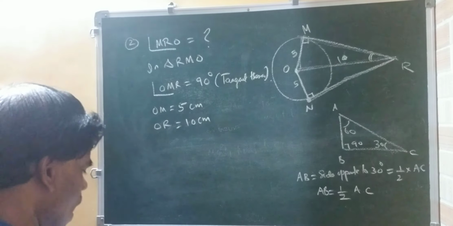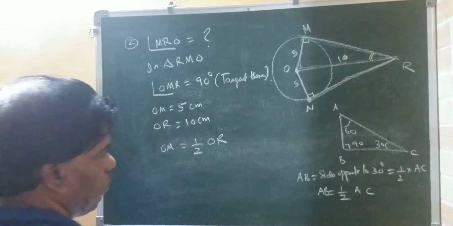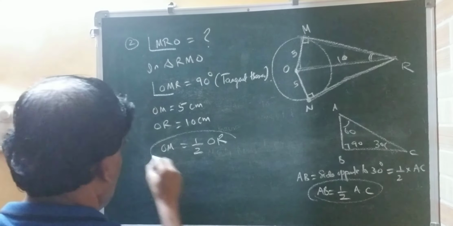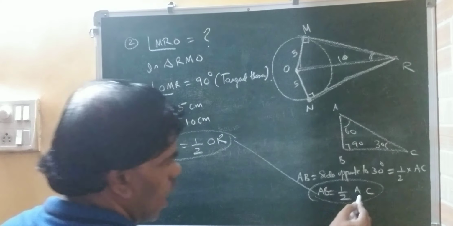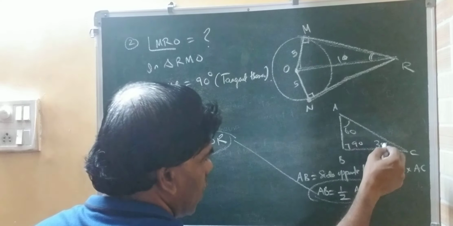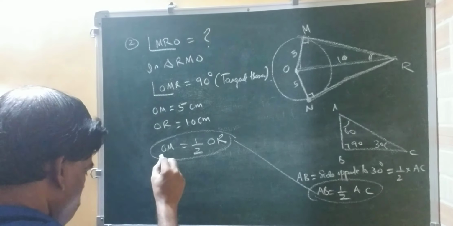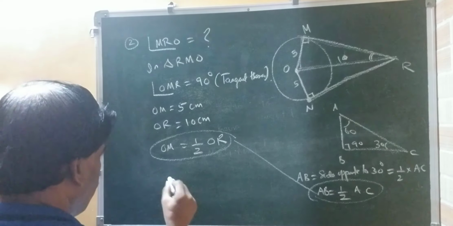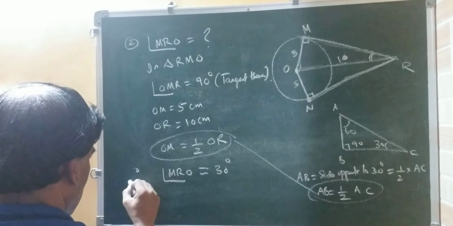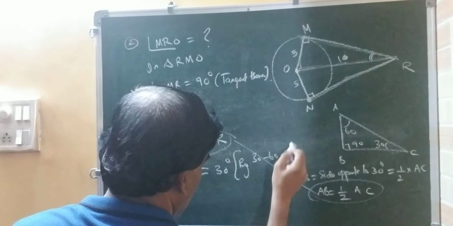Here we will use that same concept. OM equal to 1 by 2 into OR. Compare this. Listen very carefully: if AB equal to 1 upon 2 AC, then what is the angle C? 30 degree. So here also the same thing. OM equal to half of OR. Therefore, angle MRO equal to 30 degree by the 30, 60, 90 triangle theorem.